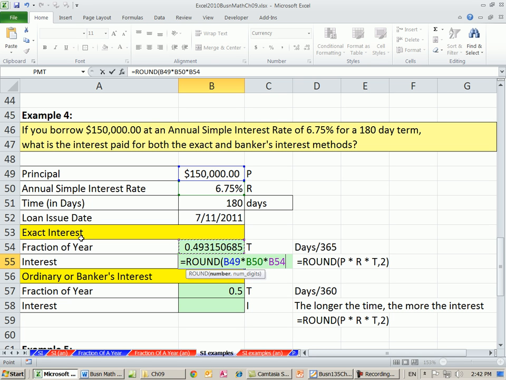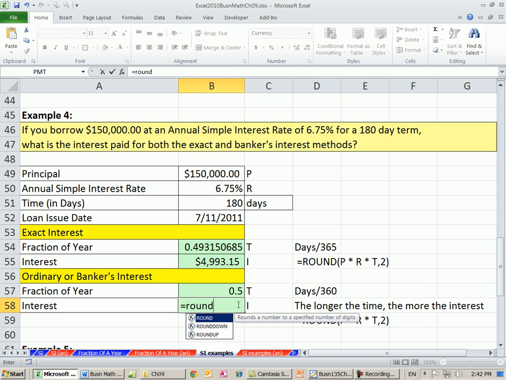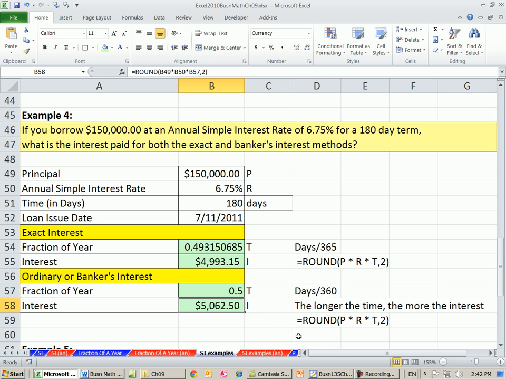All right, now our interest calculation equals round principal times rate times time, fraction of a year for exact interest, comma 2. We're rounding to the penny. Down here equals round principal times rate times fraction of a year for ordinary banker's interest. Notice the time is bigger. So thus, the interest charged will be bigger, comma 2. So it's quite a bit more, almost 70 bucks.